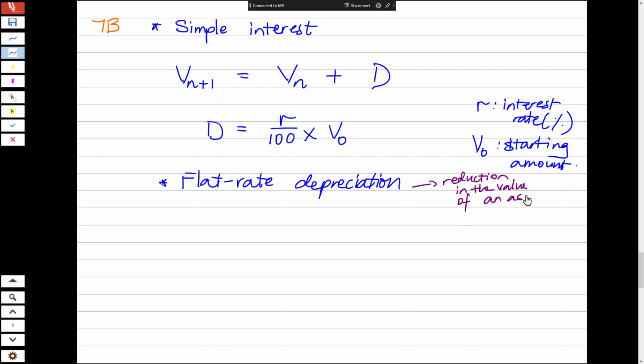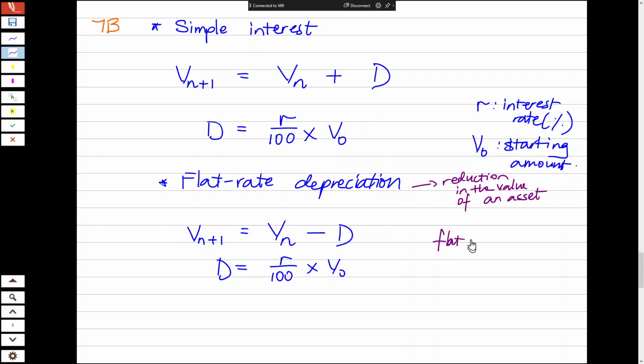In money accounting terms, they'll say asset, and your textbook will probably use the word asset as well. So you don't need to know accounting. Flat rate depreciation is just like simple interest. It's just that instead of going up, you're going down. And you're going down by the same amount each year.